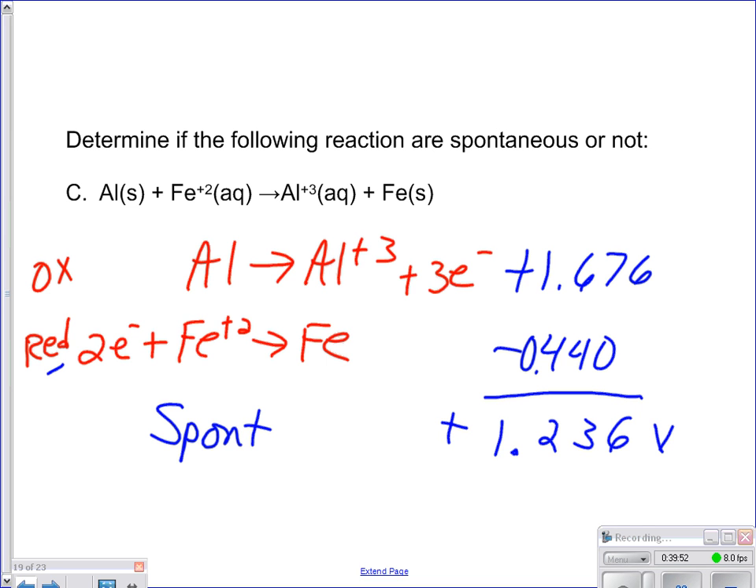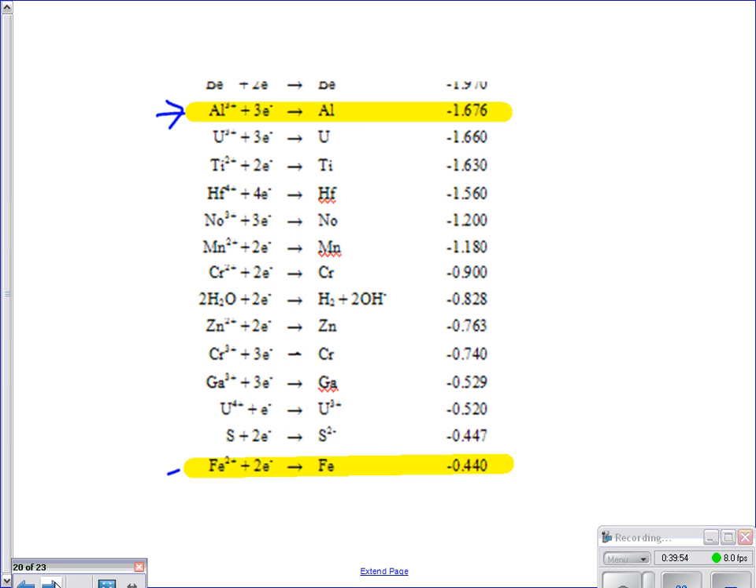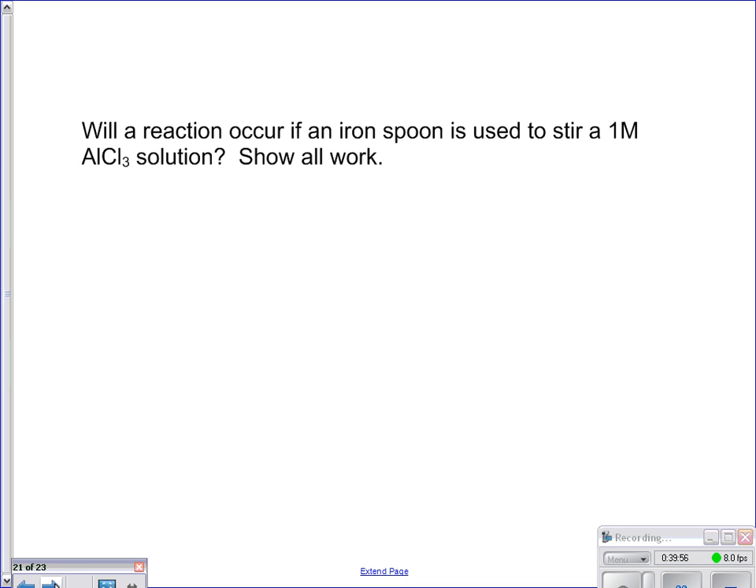Okay, last one I want to spend a little bit more time on. And here, I know you guys probably ponder this at home all the time. You want to make that big old vat of aluminum chloride, and you're asking yourself, can I use the iron spoon, or should I maybe use a wooden spoon instead? Is a reaction going to occur if I try and create my vat of aluminum chloride with an iron spoon? How many times have you asked yourself that? Multiple times, yeah.